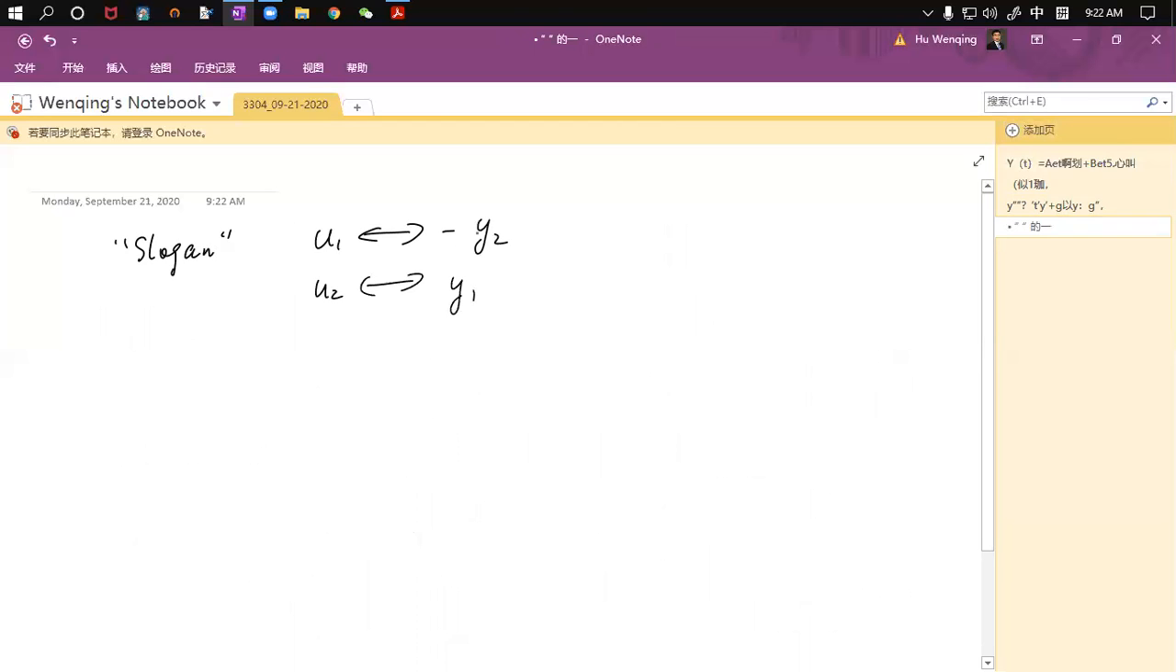So you can see that there's actually a flip here. u2 does not correspond to y2, and u1 does not correspond to y1, but you have to flip. u1 is y2 with a minus sign, and u2 is y1. That's the slogan for today's lecture, which can be summarized very simply: u1 is minus y2, and u2 is plus y1.